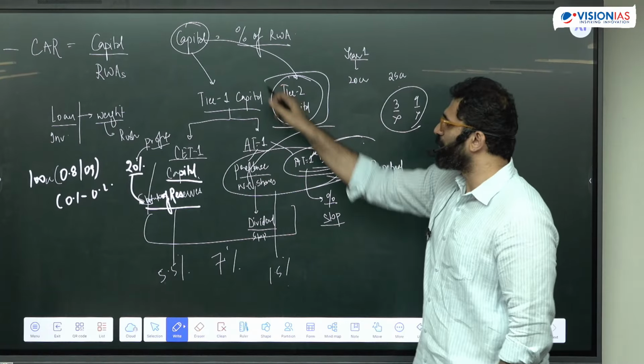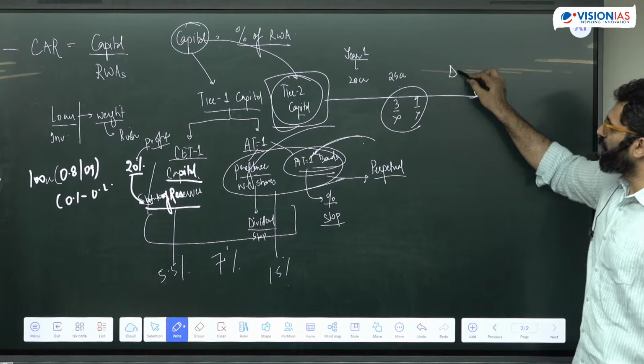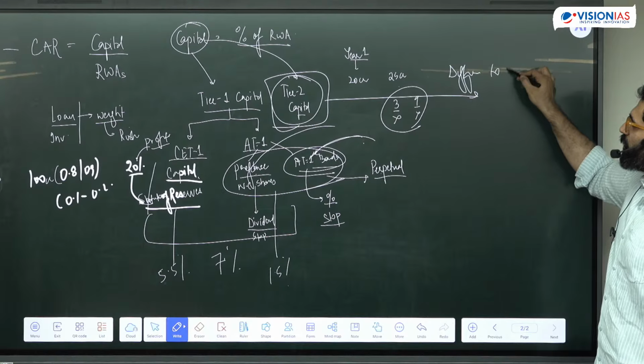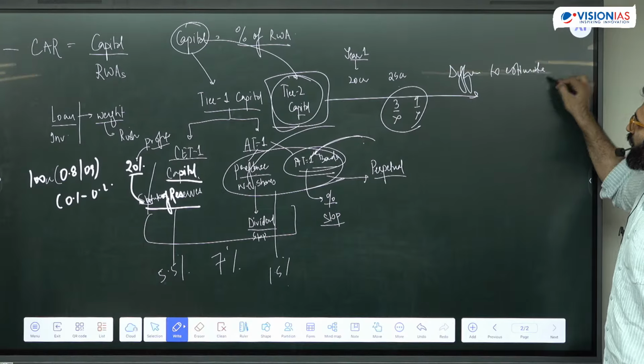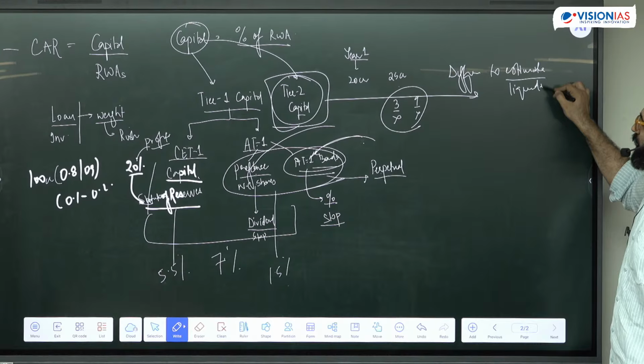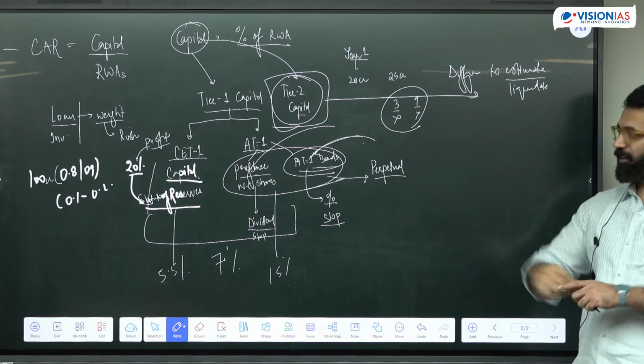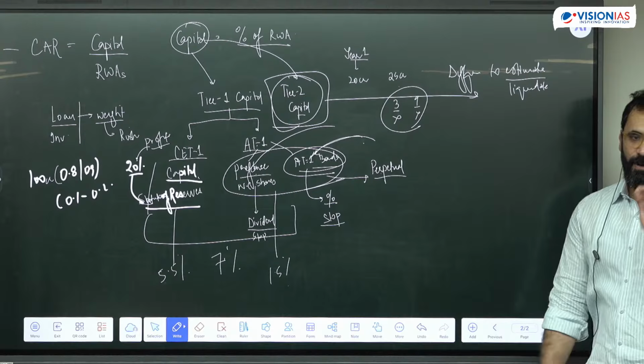What is tier 2 capital? Tier 2 capital is difficult to estimate and more difficult to liquidate. That means second line of defense. First line of defense is easily available capital. What is second line of defense?